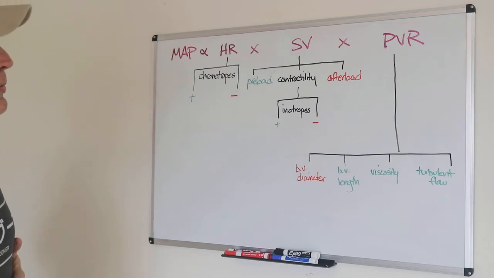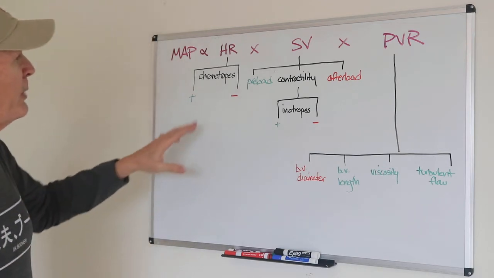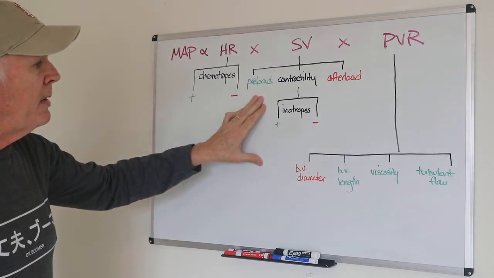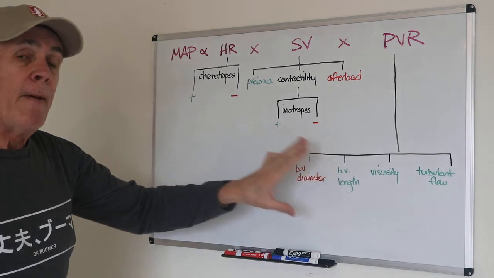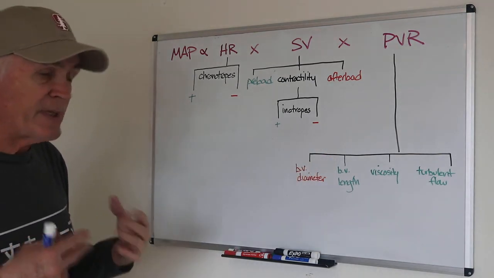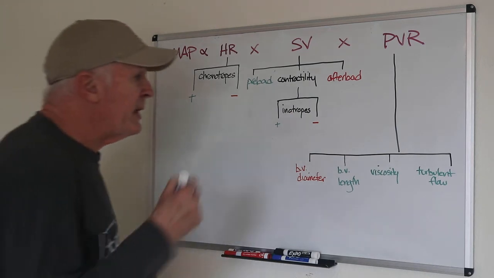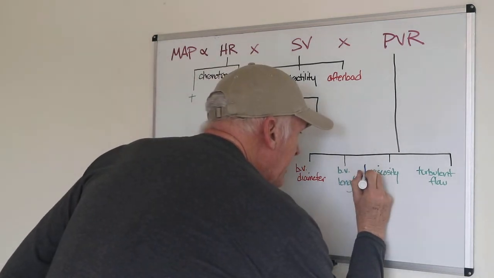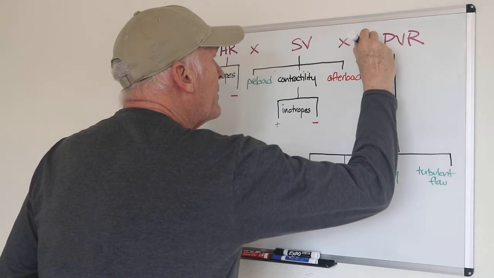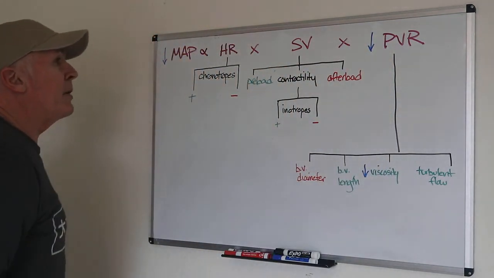Anything up here have to do with the number of red blood cells in your body? Well, number of red blood cells doesn't directly affect heart rate, doesn't really directly affect stroke volume. Anything over here? Yeah. More red blood cells means more viscosity. Less red blood cells, aplastic anemia, means you have lowered viscosity. Therefore, your peripheral vascular resistance goes down. Therefore, your mean arterial pressure goes down, all right?